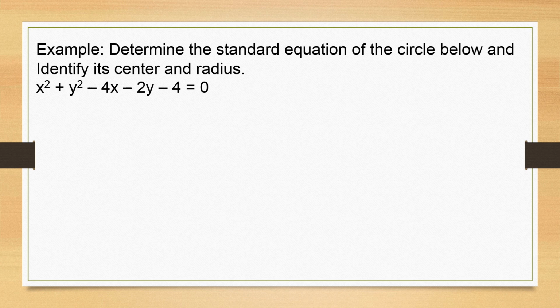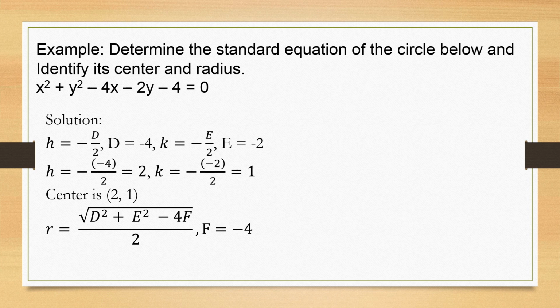We can rewrite this equation into its standard form from the general form without using the concept of completing the square. We can make use of the formula that we derived from the general form. So let us have the solution. The formula for h is equal to negative d over 2, where d from our equation is negative 4. And the formula for k is equal to negative e over 2, where our value of e from the equation is negative 2.